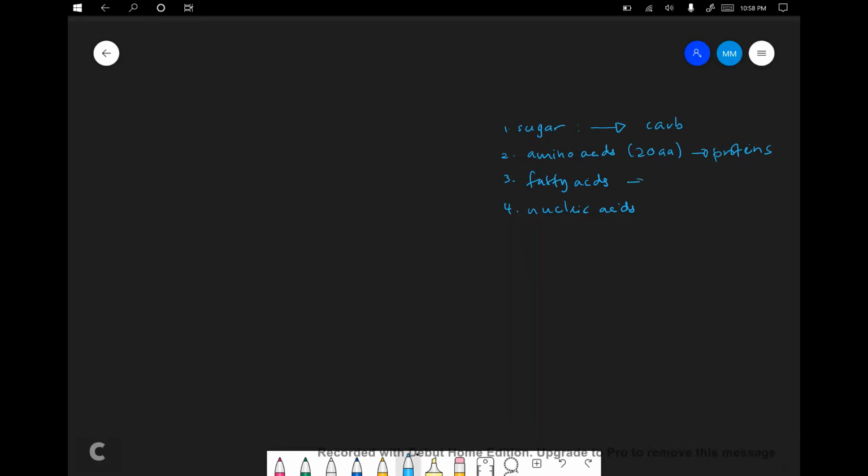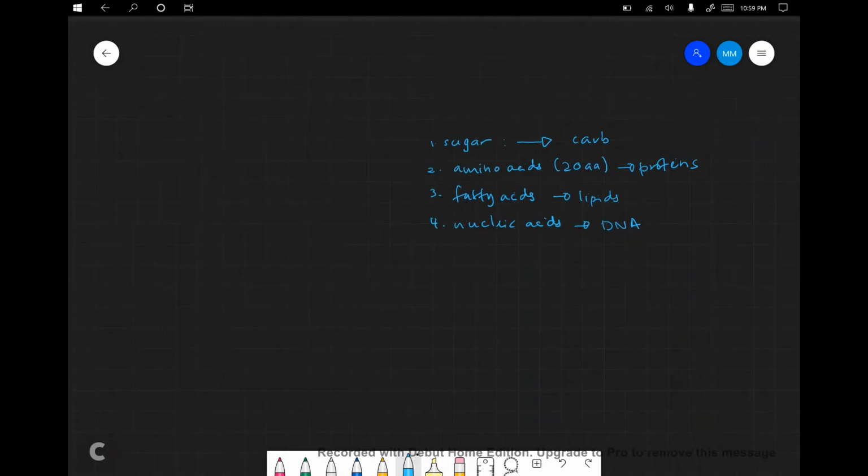Then fatty acids. From these fatty acids, we can get our lipids, and lipids are the molecules responsible to build up our cell membrane, okay. The last one, our nucleic acid. These are the molecules that are responsible to build our DNA. So now we want to see the relationship between amino acids, fatty acids, as well as nucleic acids, how actually these molecules are being produced in our cell that relates to the organelle presence in our cells, okay.